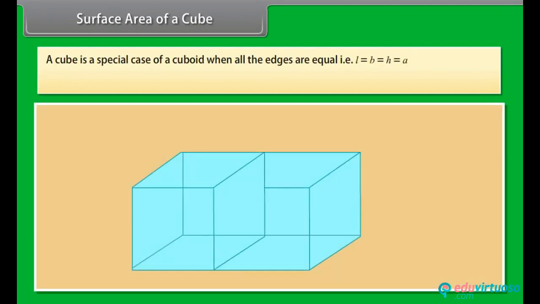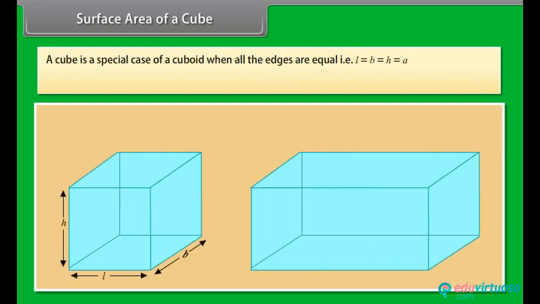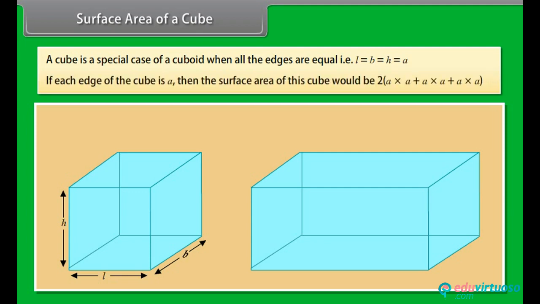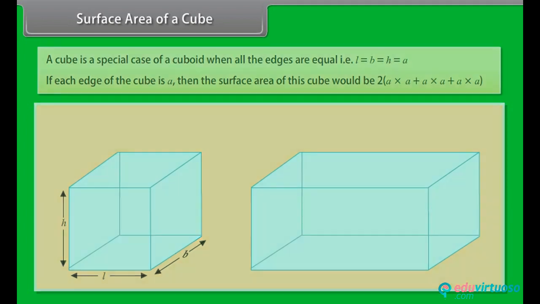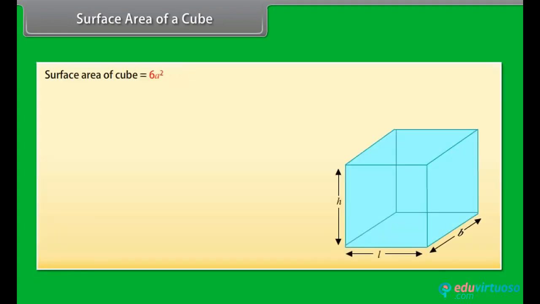Surface area of a cube. A cube is a special case of cuboid when all the edges are equal. That is, L is equal to B, which equals H, which is equal to A. If each edge of the cube is A, then the surface area of this cube would be 2 into (A into A plus A into A plus A into A), or we can write it as 6A square.